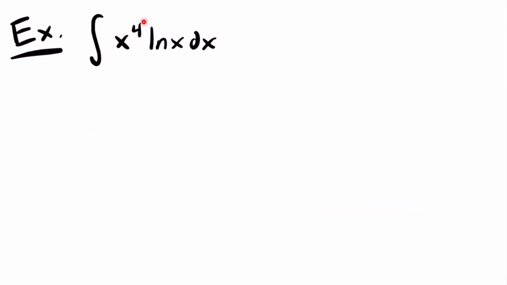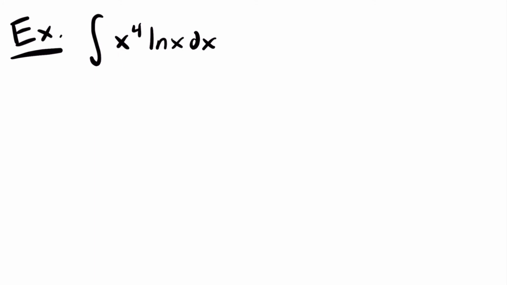All right, so here's our last example. We have the integral of x to the 4th power times the natural log of x dx. Now this is another integral that requires integration by parts in order to solve. In fact, this one could actually be solved by only using integration by parts one time, but I wanted to show you how to solve an integral like this with the tabular method anyway.